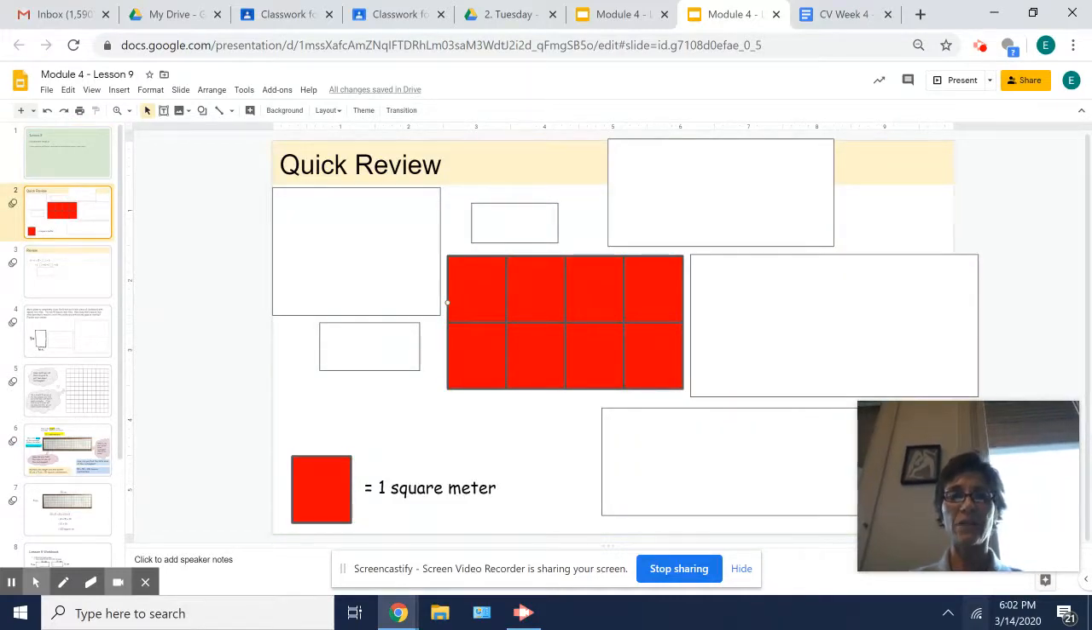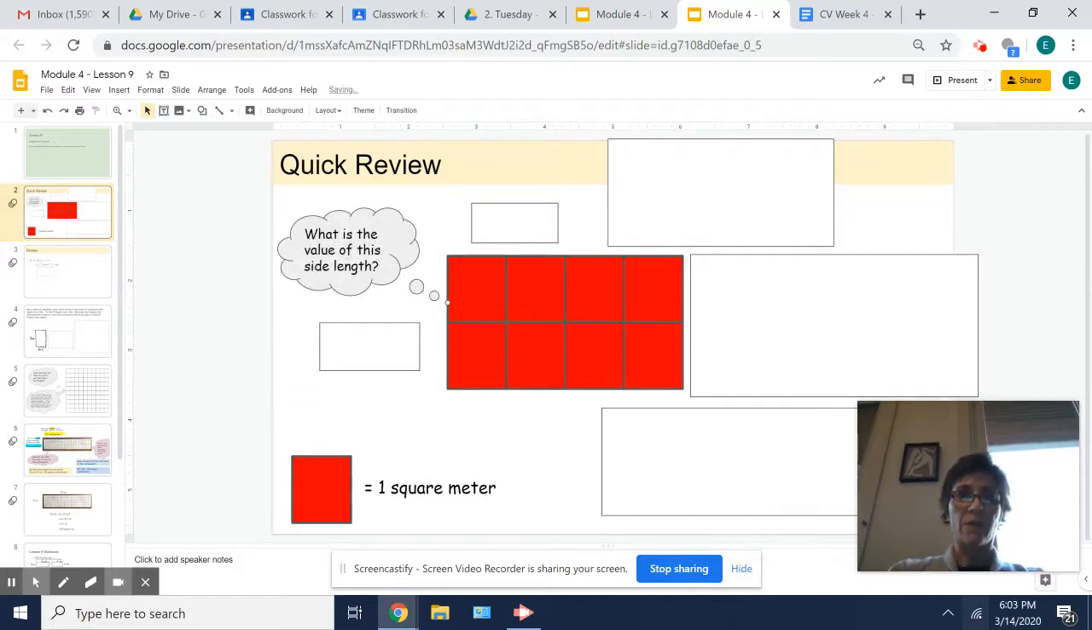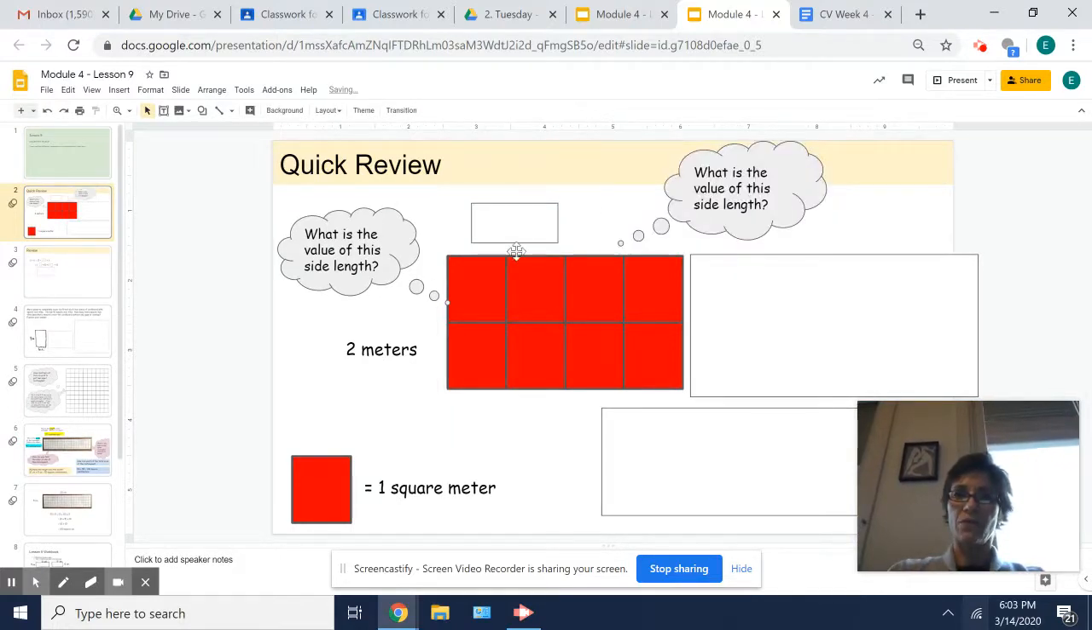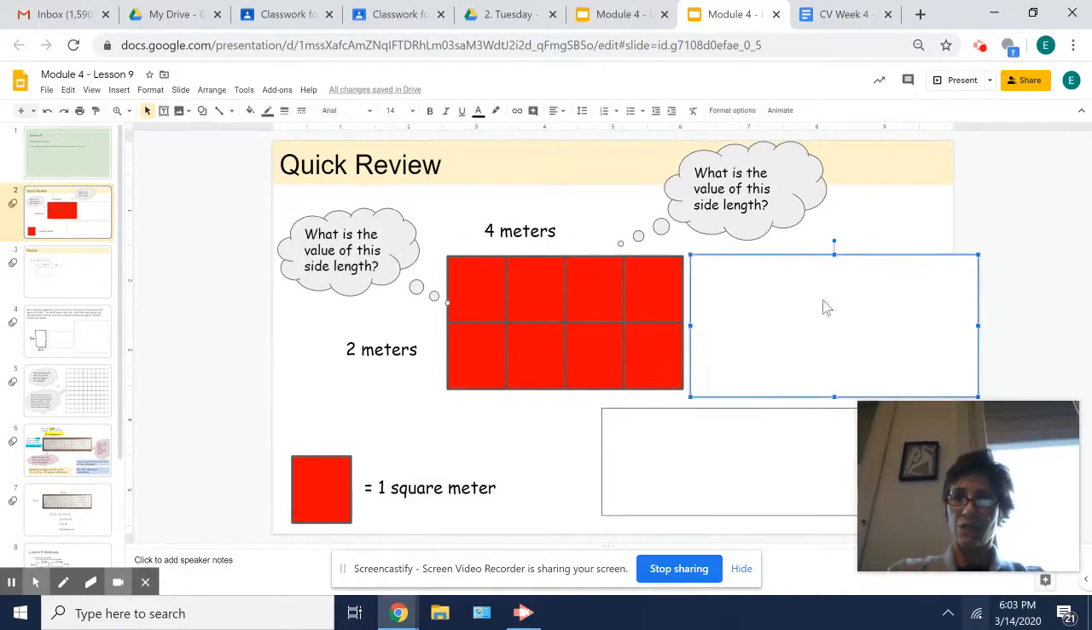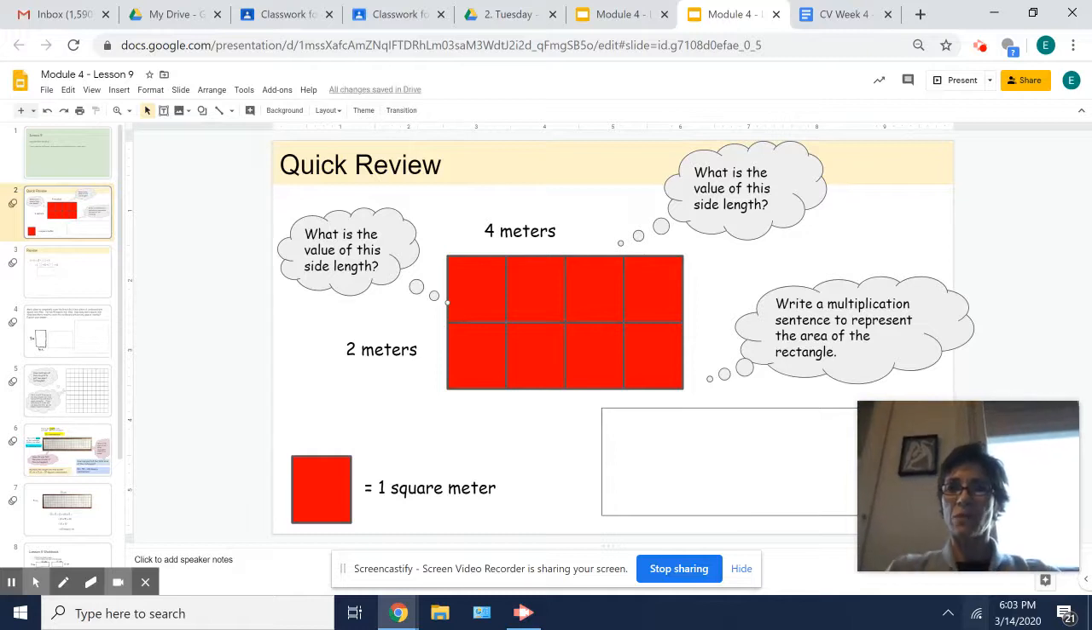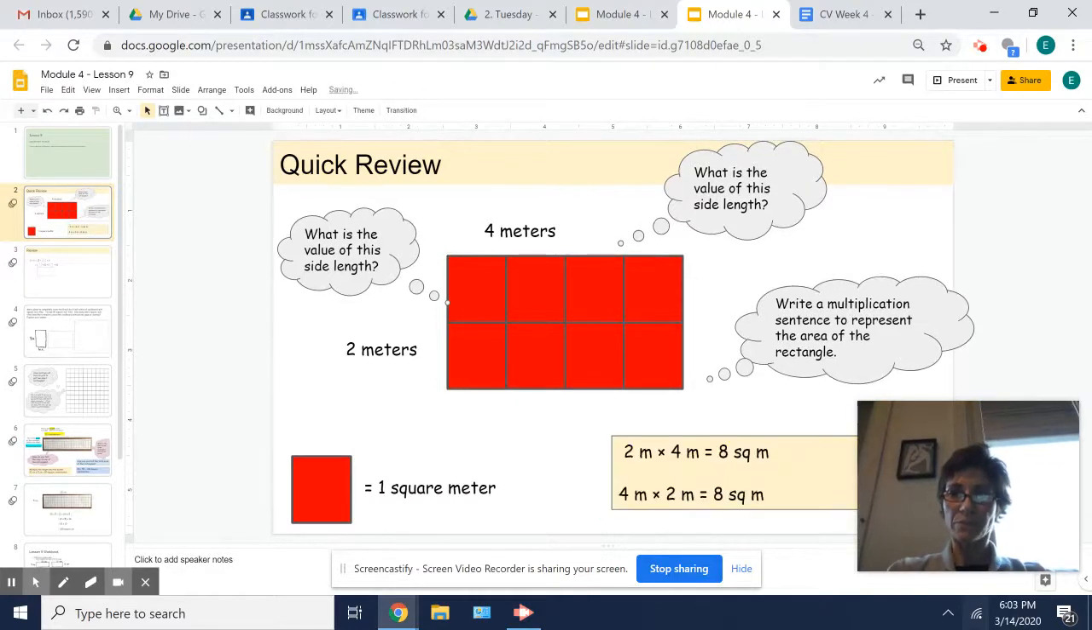Here we have a rectangle. Each little square is a square meter. So what is the value of this side length? There's 2 squares, so it's 2 meters. What is the value of this side length? There's 1, 2, 3, 4 squares, so that's 4 meters. And write a multiplication sentence to represent the area of the rectangle. We have 2 times 4 meters is 8 square meters, or 4 times 2 is 8 square meters.